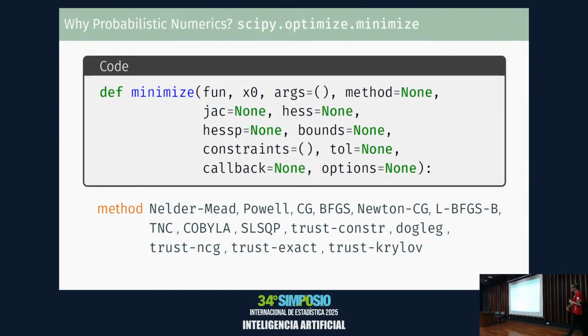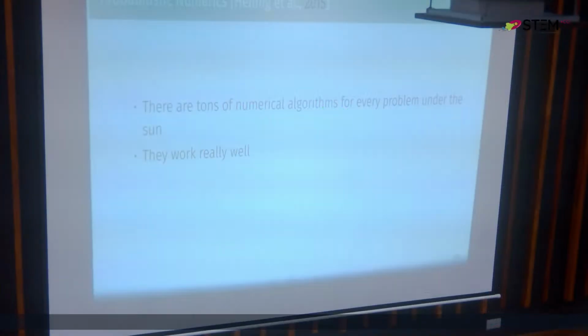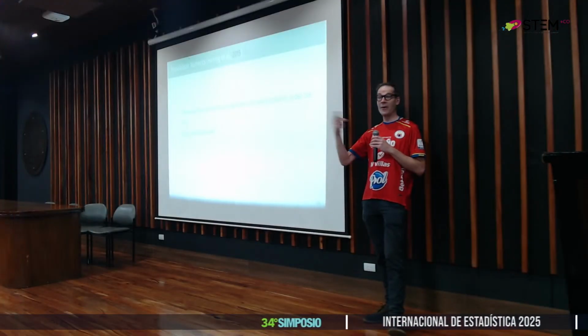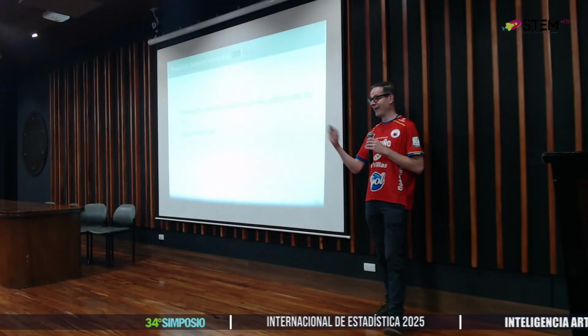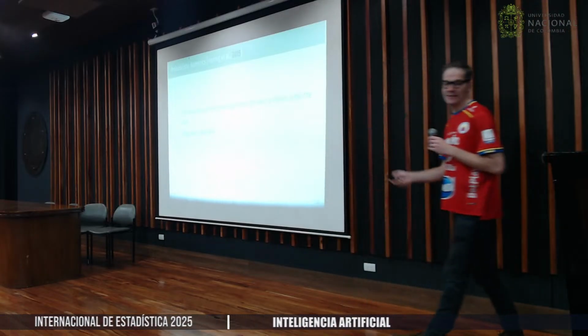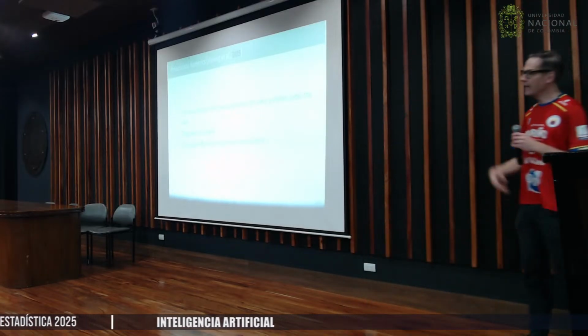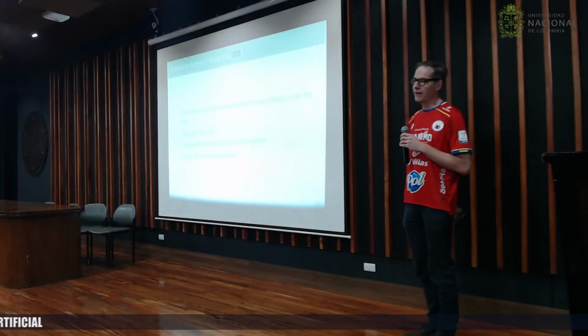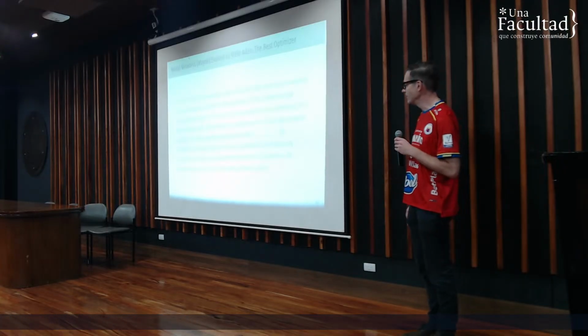So, there's tons of numerical algorithms for every problem under the sun. They work really well. Like, it's amazing. Look at the amount of old Fortran code that basically all of our work relies on, right? ODE solvers, all this stuff. Code from the 80s, 60s even. They give different results on the same problem. What's the prior they implement? That's what we really need to understand.